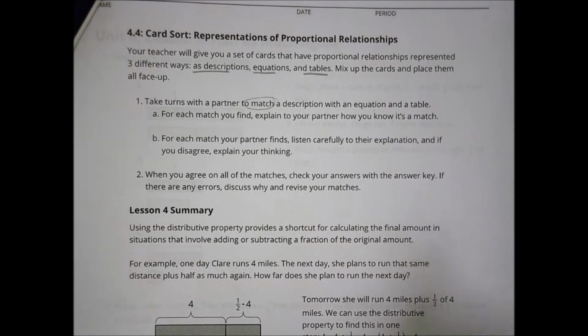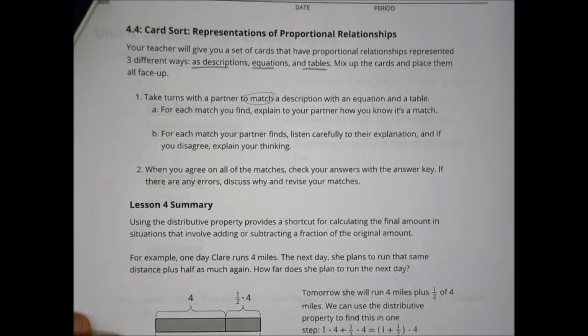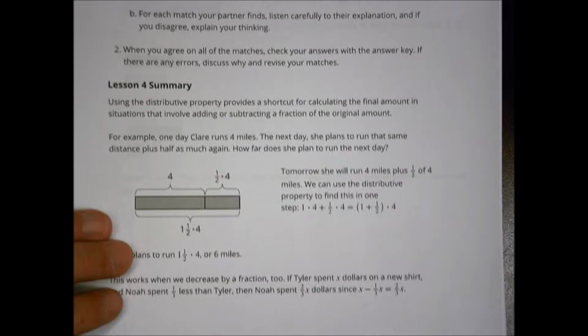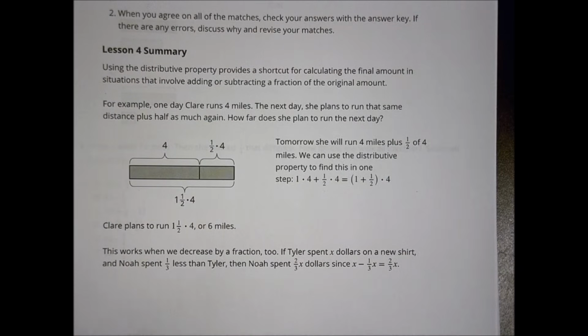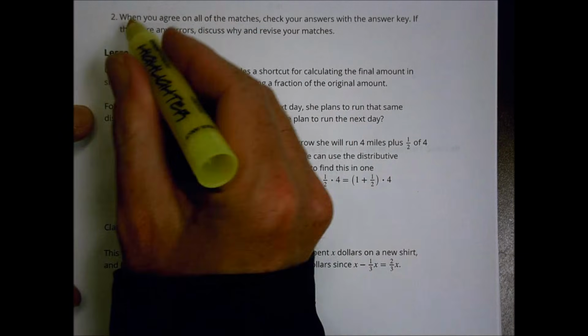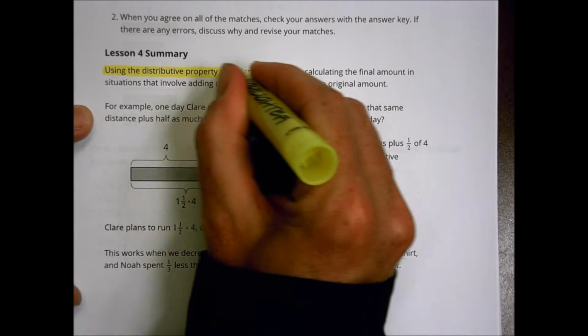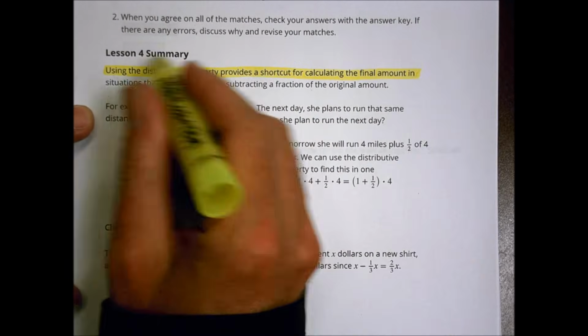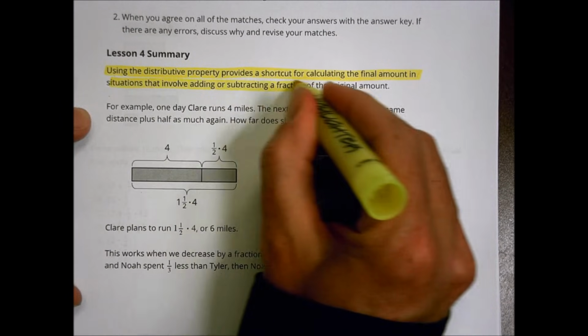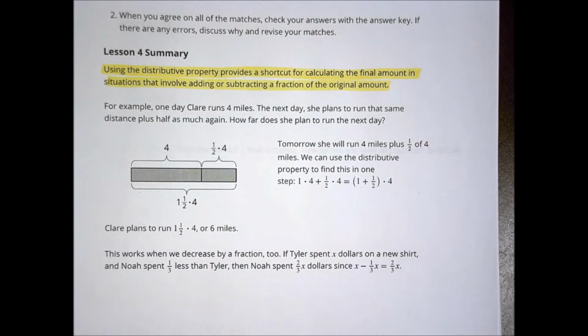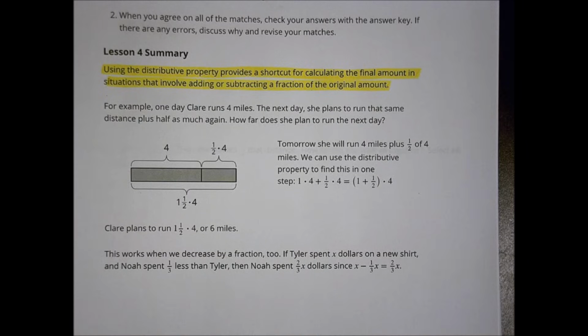All right, now I'm going to move on to the summary lesson because that's an activity you do with your class. So summary, here we go. Using the distributive property provides a shortcut for calculating the final amount in situations that involve adding or subtracting a fraction of the original amount. Okay, so that's the idea there, what we talked about.